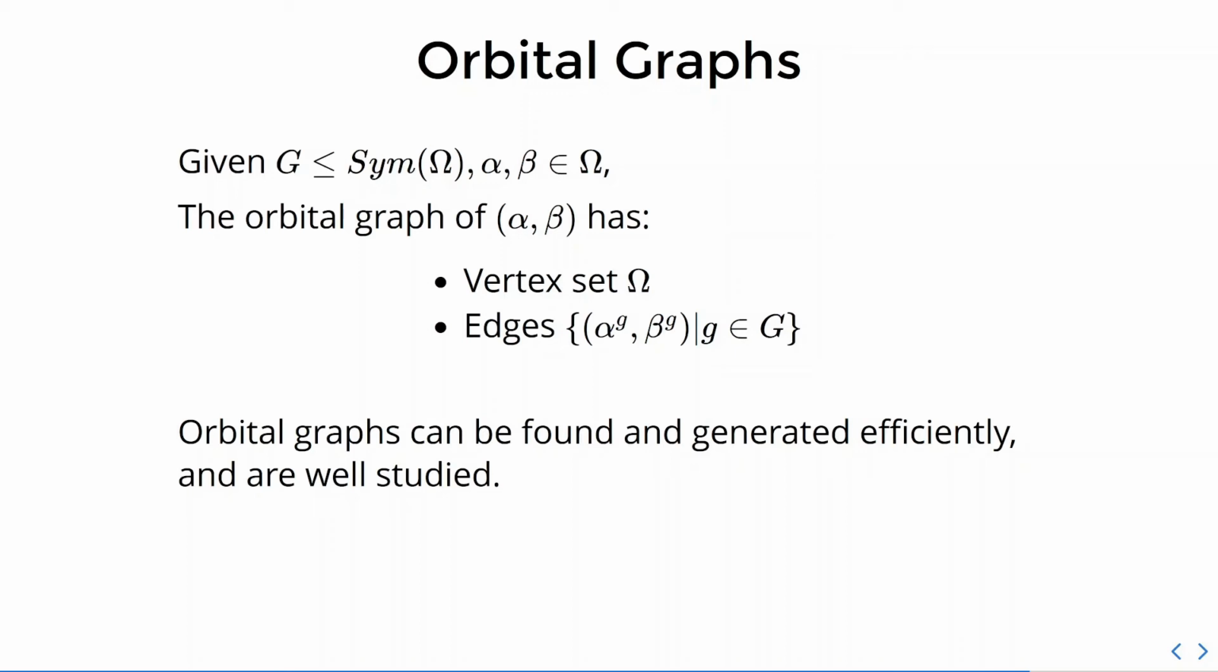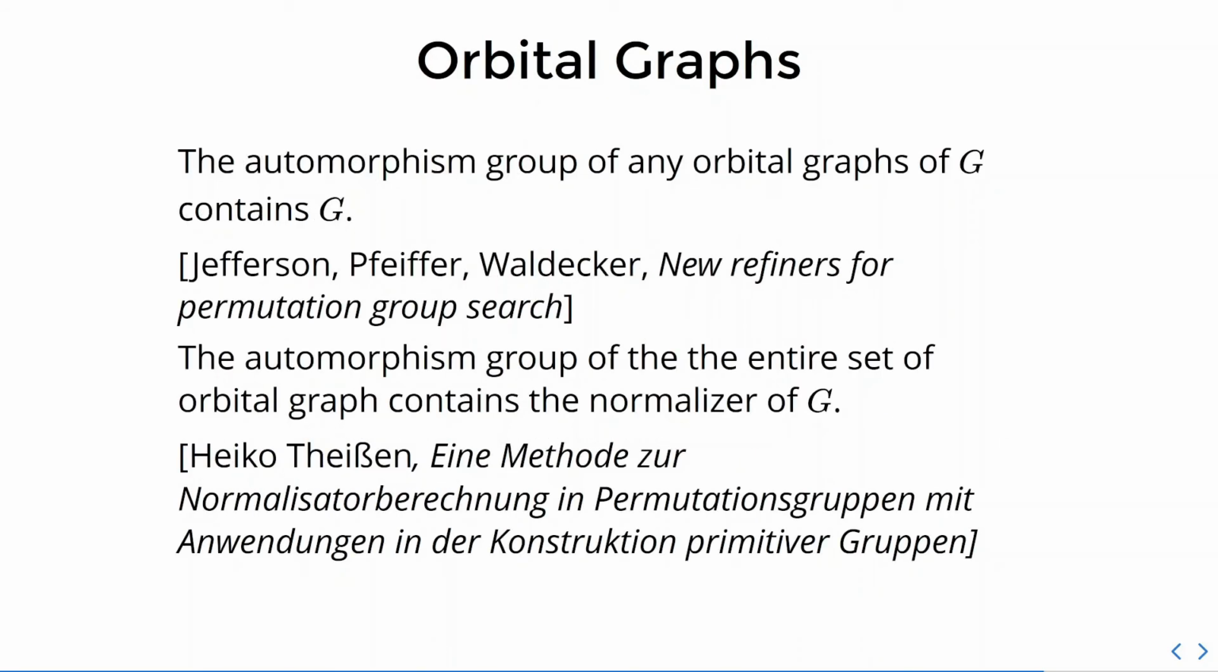Then the orbital graph of alpha and beta, these two numbers, is a graph on the integers, our vertex set omega. And basically we take all the images of the pair alpha beta under the group, and these are the edges of the graph. So orbits is you take one number and you take all of its images under the group. Orbital graphs are you take 2 points and you take all images of that pair of points and you get a graph. And it turns out orbital graphs are well studied, they can be generated efficiently, more efficiently than just taking a pair of things and finding all its images under the group. And the most important thing is, if we take all of these orbital graphs and we take their automorphism groups, so imagine we're doing graph automorphism, we can use these as extra refiners.